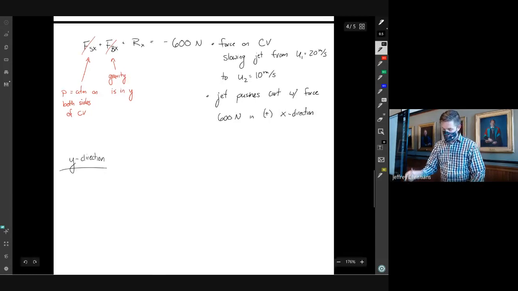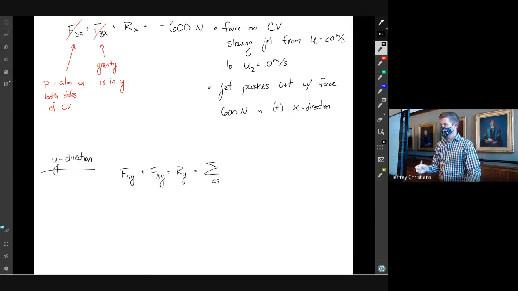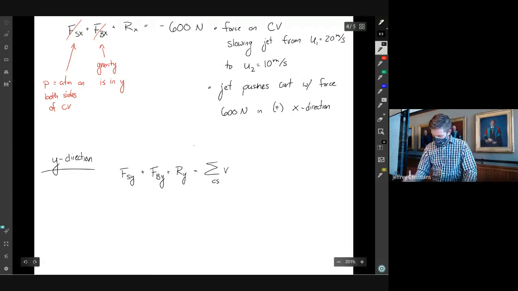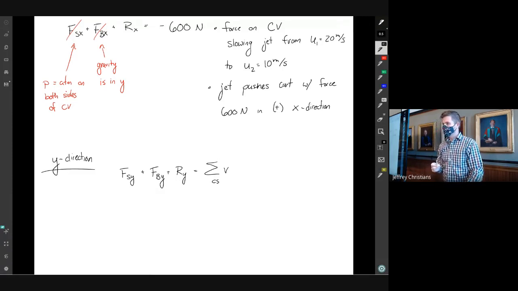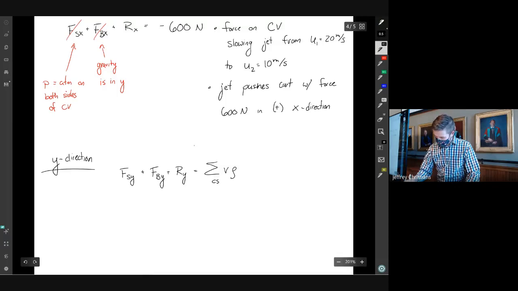So in the y direction, our y momentum is basically the same thing. Now we're summing over our control surfaces of not little u, but little v. This is where notation and penmanship come in handy. So little v rho capital V dot A.